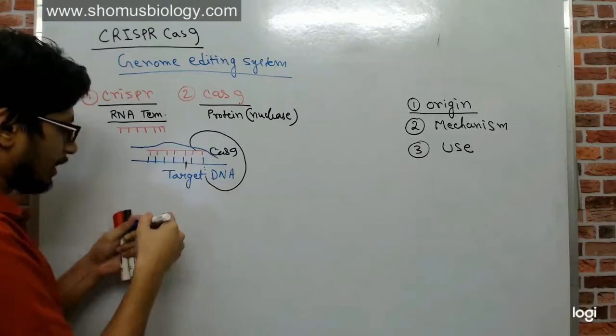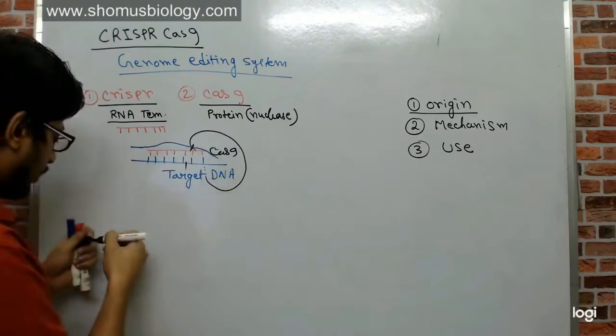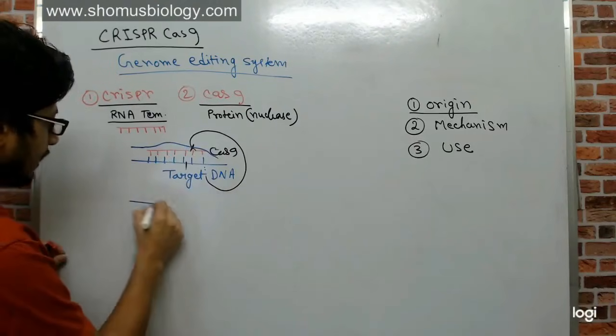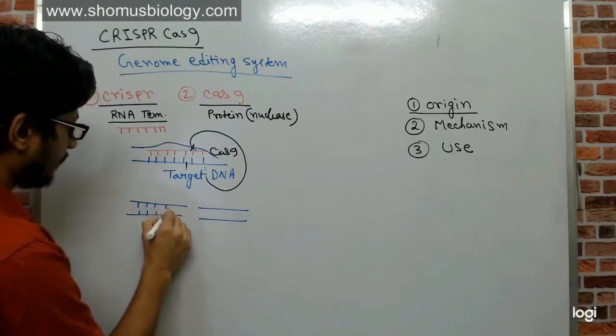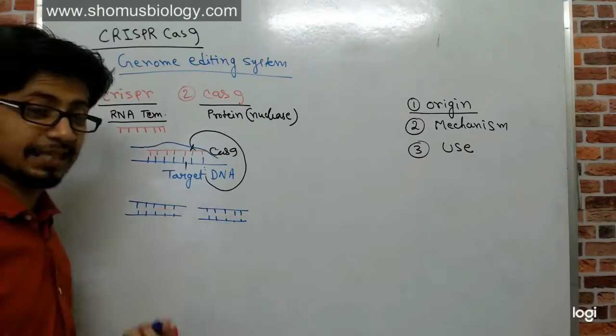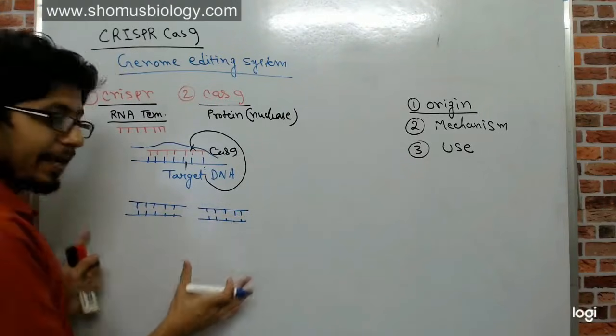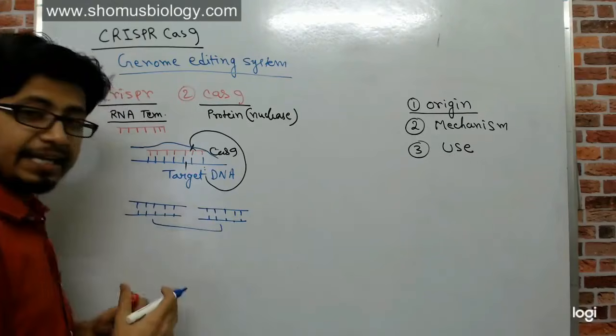So it will cut both the DNA strands at a particular location, and as a result we get a target DNA completely broken down from the center point, completely destroyed from the center point. So this is the idea. When we break the DNA, that means any information which was present here in the DNA is lost.